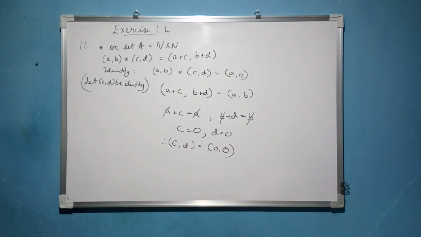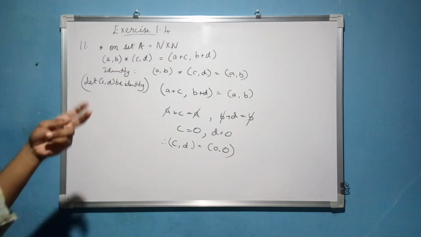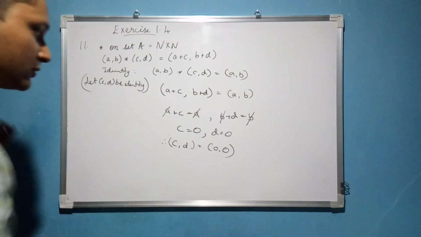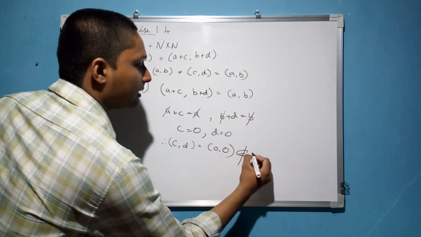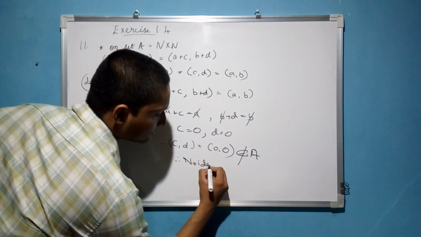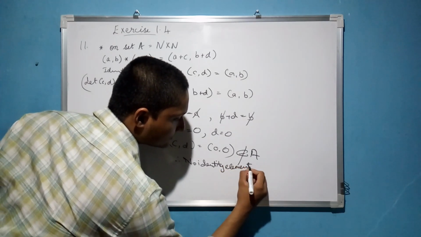Now we have the set A, and we need to check whether this belongs to that set A. The set A is the Cartesian product of the natural numbers. Natural numbers include 1, 2, 3, 4, it doesn't have 0. So this does not belong to A. Therefore no identity element exists.